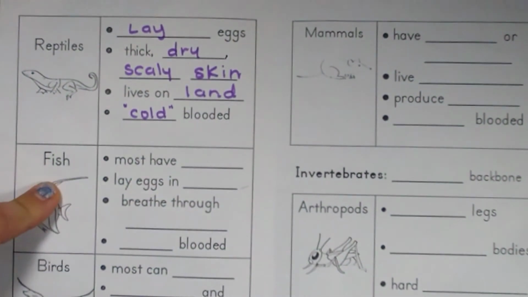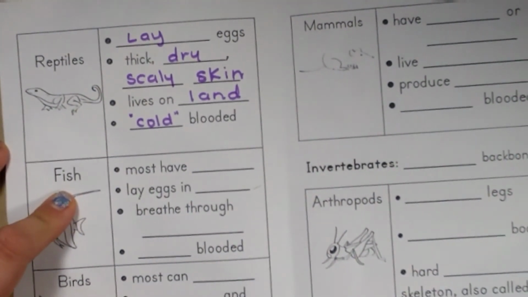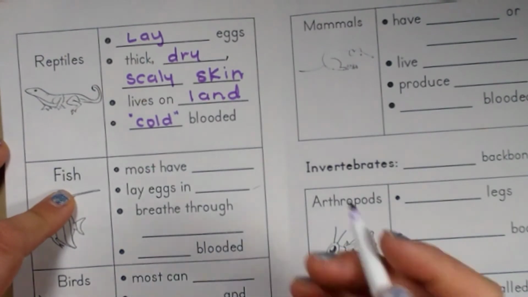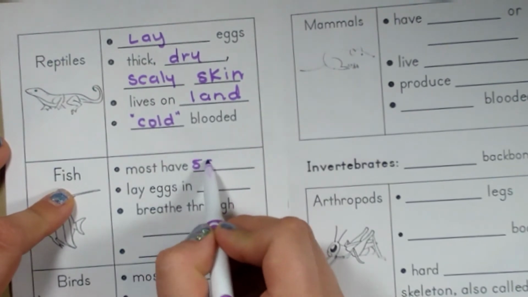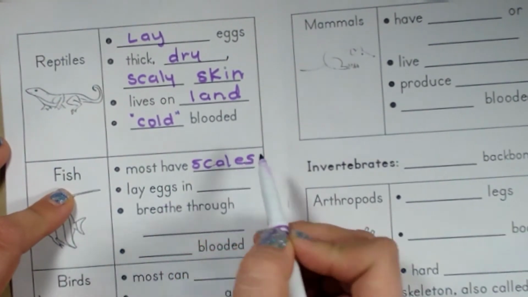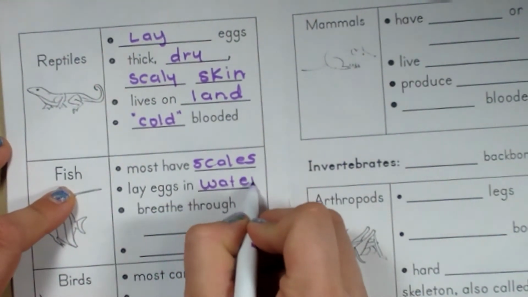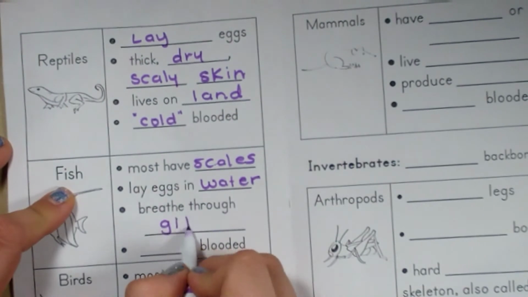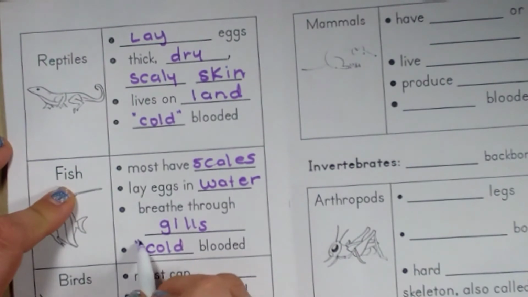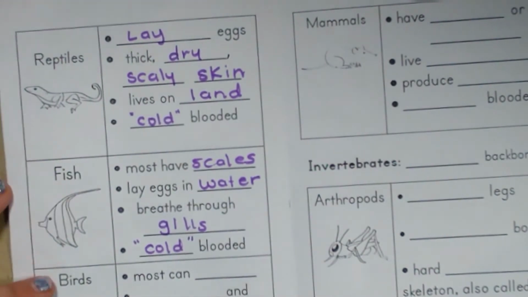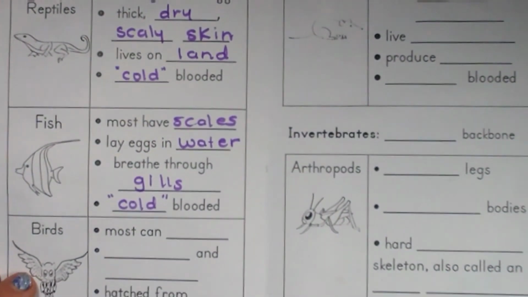The next one is fish. So that's reptiles. Now we have fish. Most have scales. They lay eggs in the water. They breathe through gills. And they are also cold-blooded. So far we have amphibians, reptiles, and fish. So we said we had 5, so we have 2 more.